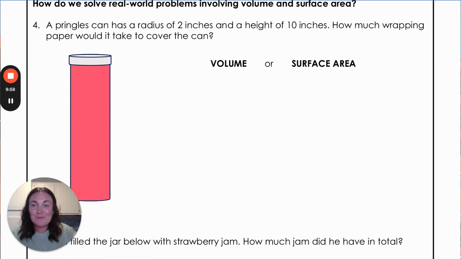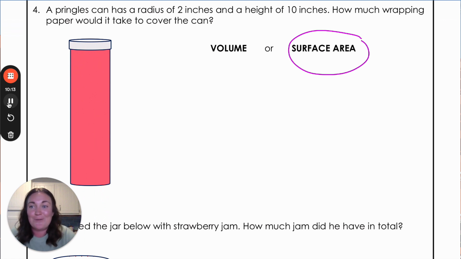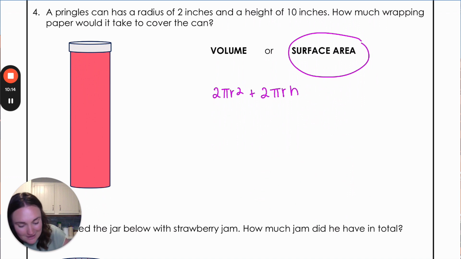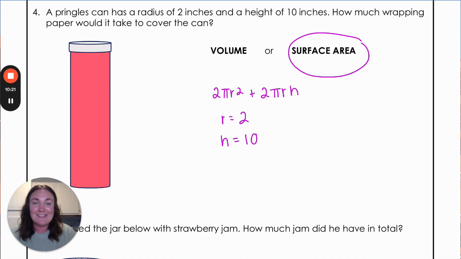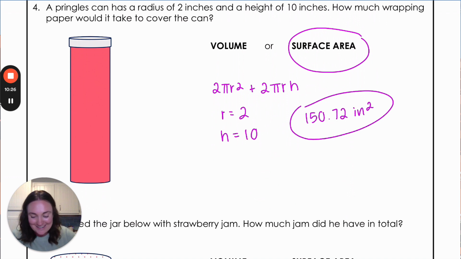So going back to those real life situations, we've got Pringles cans, right? A Pringle can has a radius of 2 inches and a height of 10. How much wrapping paper would it take to cover the can? Again, if we are covering something, we're talking about the outside, which is our surface area. So that is the formula we are going to use. They told us that our radius is going to be 2 and our height is going to be 10. So pause here, get your answer, and come back to check your work. Hopefully we got 150.72 inches squared.